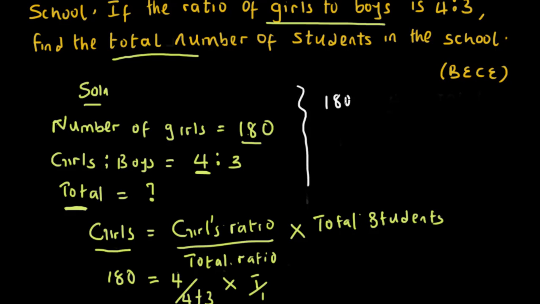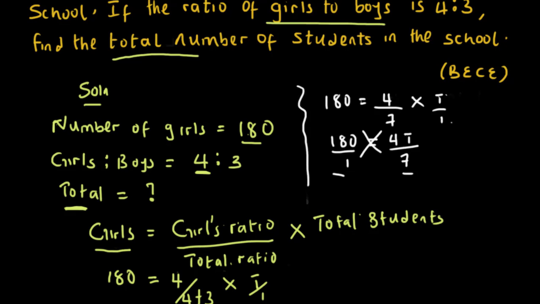We'll be having 180 equals 4 all over 4 plus 3 is 7 times T over 1. Do you understand? So we have 180 equals 4 times T is 4T all over 7 times 1 is 7. And remember, we can put this as over 1. So when we have one fraction on either side of the equals to, we can cross multiply. Does that make sense? So 4T times 1 will give us 4T equals 180 times 7. So I can put 180 times 7. If you like, you can multiply it, you will still get the same thing.